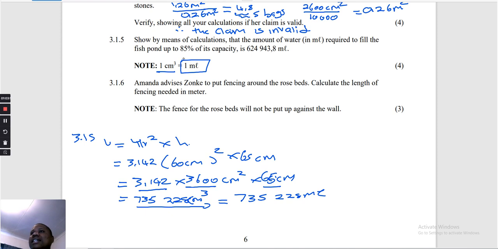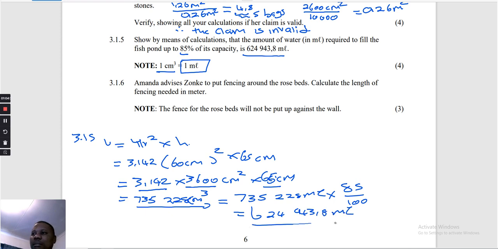But here they say it's going to be filled up to 85. Therefore now let's convert this to the 85%. So we're going to divide here by 100, multiply by 85 over 100. If you don't get the same number here, it means your answer is wrong, your steps are wrong. So it means now we get 624,943.8 milliliters. So that means our step is correct.